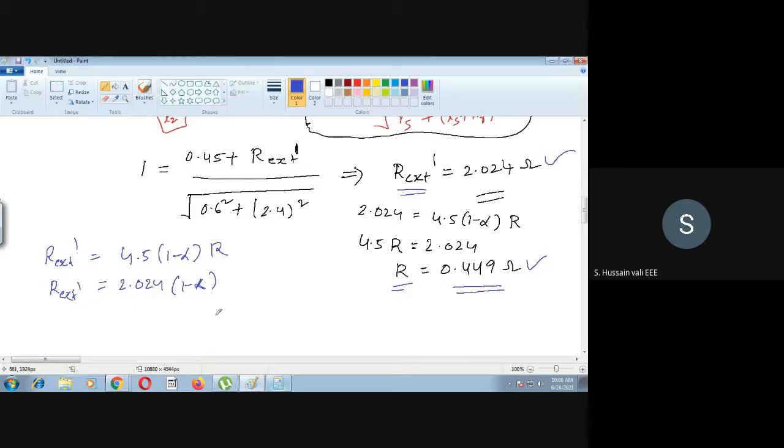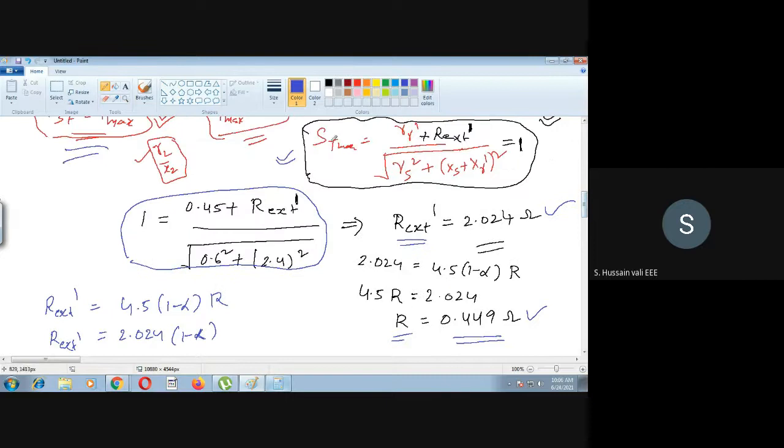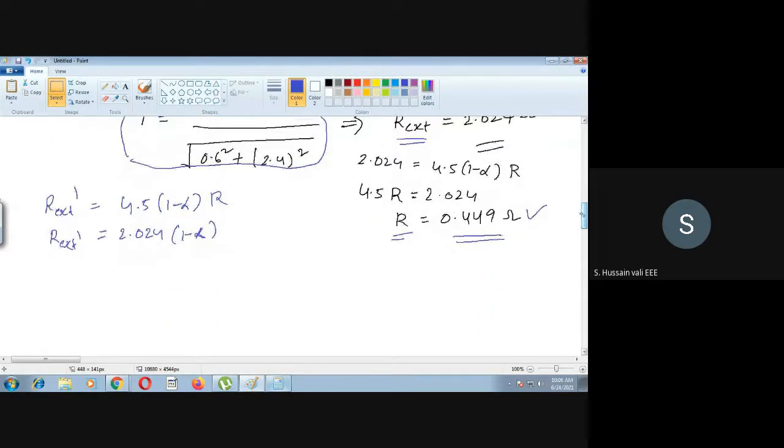So we got this equation here. How did we get this equation? We got it by comparing the slip. Then we'll do the same thing once again. We'll bring this equation here.